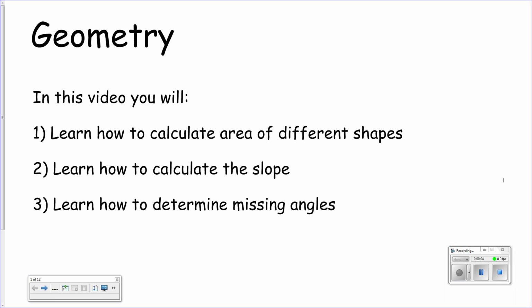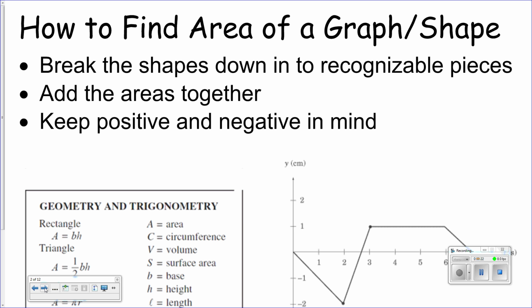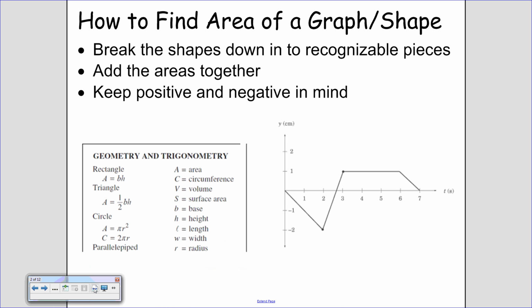Alright, this video is going to look at geometry. And that's kind of skirting the edge of the definition. But we're going to look at how to calculate area of different shapes, the slope of different lines, and how to determine missing angles. So really, we're going to be looking at shapes. Alright, let's get started. How to find the area of a graph or a shape.